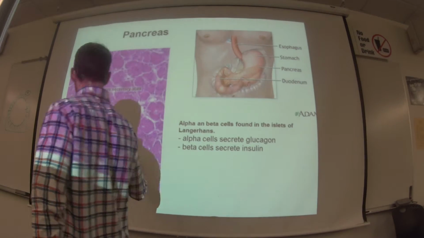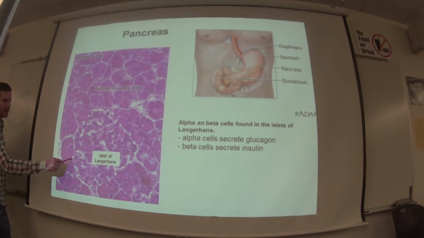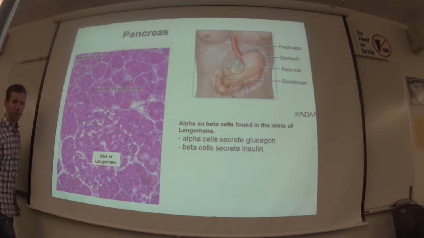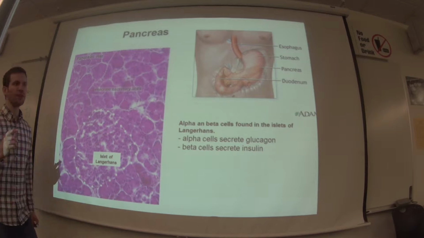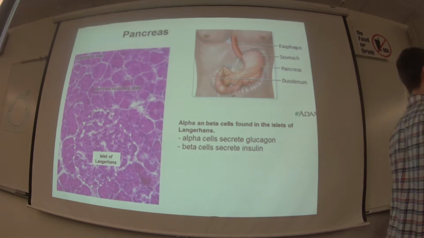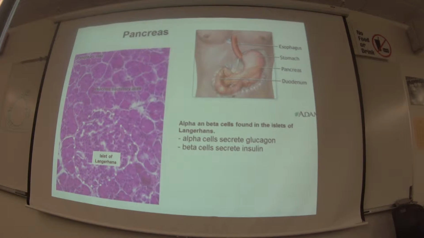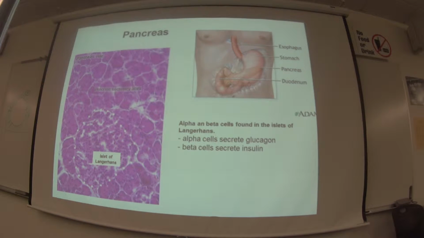These subtle areas are called the islets of Langerhans, or the pancreatic islets. They are the distinguishing feature of this organ, because if you ignore the islets of Langerhans, the pancreas looks exactly like the parotid, submandibular, and sublingual salivary glands. It's the exact same type of tissue. The only thing that distinguishes the pancreas from those tissues are the islets of Langerhans.